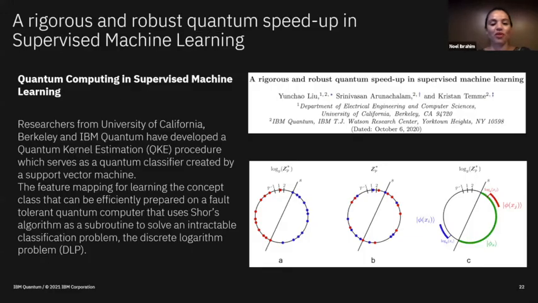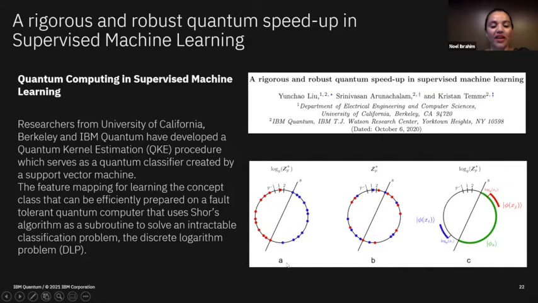So this is a little bit more about quantum machine learning. Here we see a paper called A Rigorous and Robust Quantum Speedup in Supervised Machine Learning. Essentially, if we look at figure B on the right, this is what the classical computer sees. It sees what looks like a random distribution of class 1, which is red, and class 2, which is our blue points, and it cannot draw a separating boundary between the two.